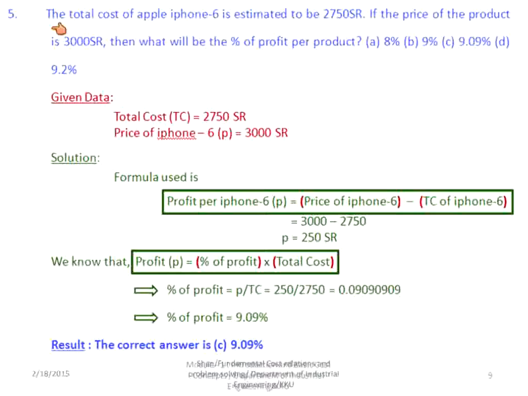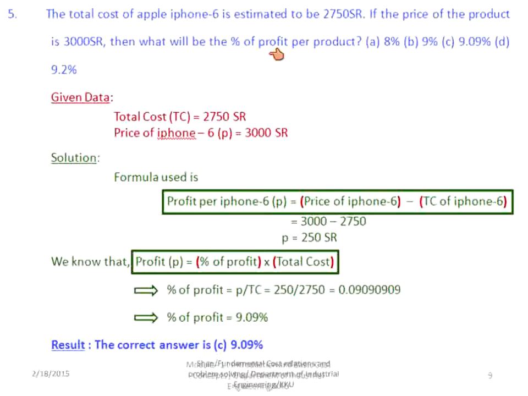Problem number 5. Let me read the problem again. The total cost of Apple iPhone 6 is estimated to be 2,750. So the total cost is given. Given data: total cost TC equal to 2,750 Saudi Riyal. If the price of the product is 3,000 Saudi Riyal, so the price is given to you directly. So the price of iPhone is 3,000 Saudi Riyal.